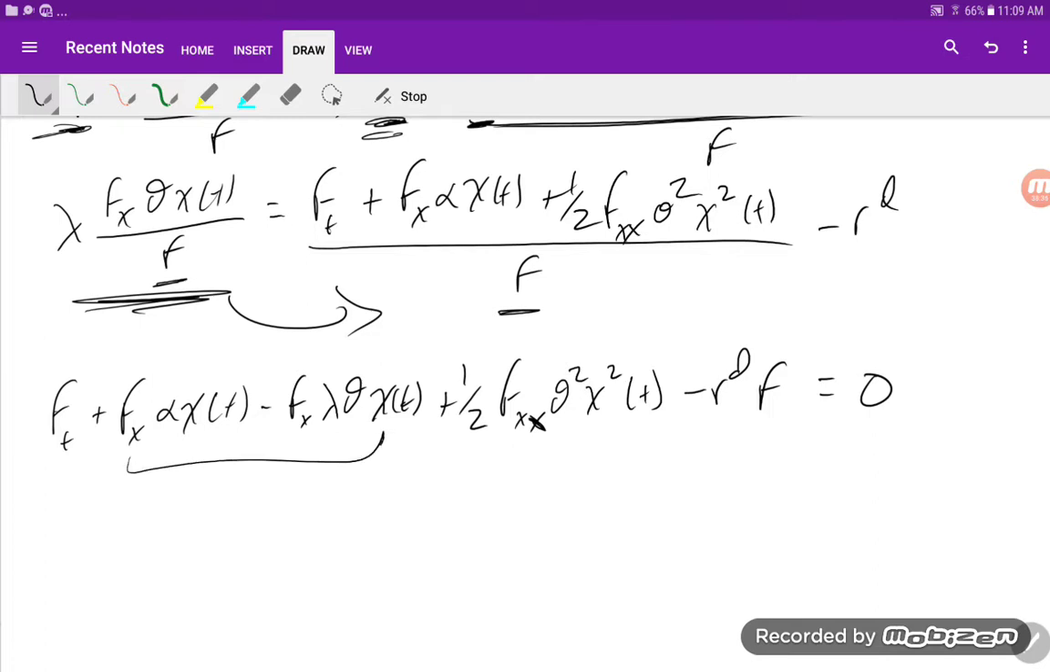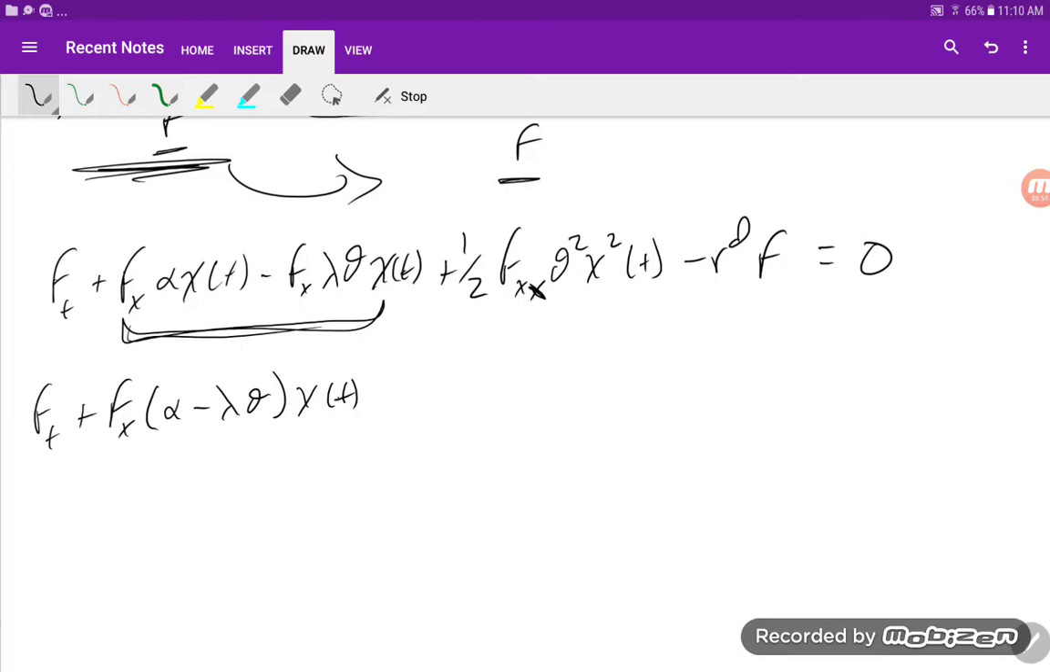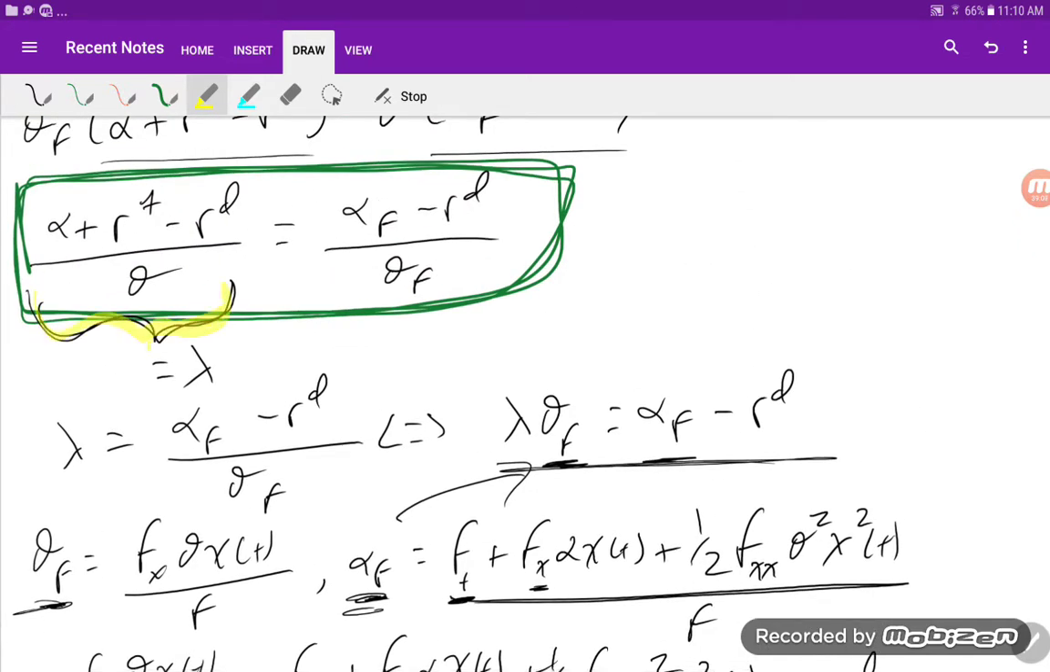Okay, let's combine these terms. We'll get f to t plus first partial to x, alpha minus lambda sigma, x, plus 1/2 second partial to x, sigma squared x squared t. Now we know lambda, don't we? Yes, we defined it up here. We said to have it equal to this MPR.